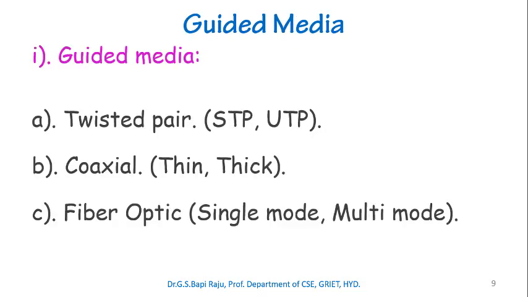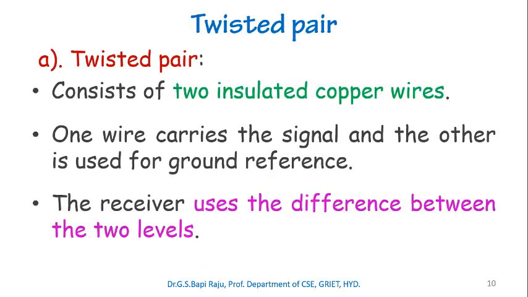Now coming to guided media, we have three different categories: twisted pair, coaxial, and fiber optic. Twisted pair and coaxial use copper wire, whereas fiber optic uses light. In the case of twisted pair, it consists of two insulated copper wires. One wire carries the signal, and the other wire is used for ground reference. The receiver uses the difference between the two levels.